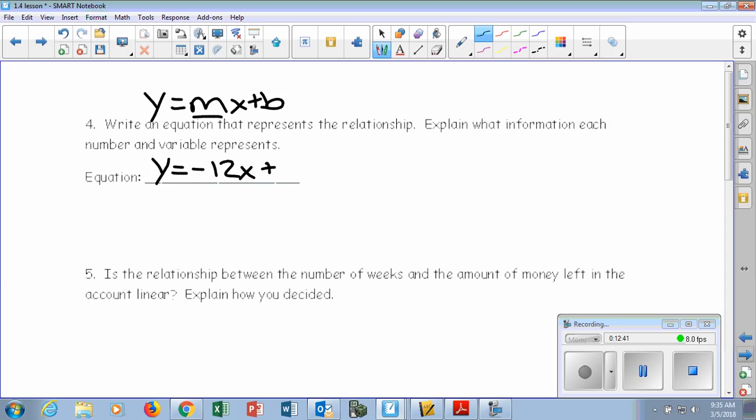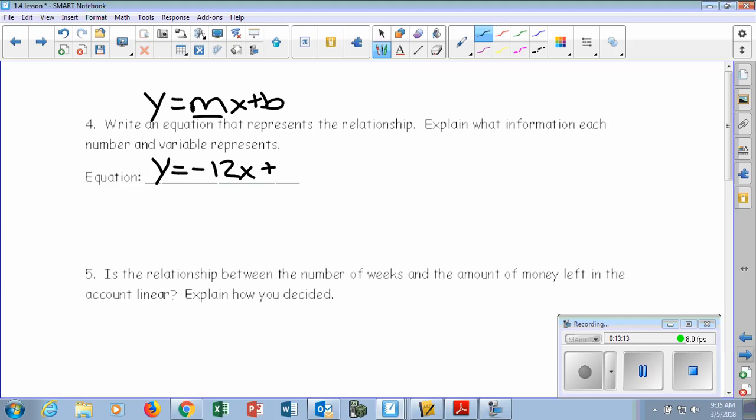plus. Now what would my b be? What's the b represent, Aliana? What's the b represent? 12? Not exactly. What does the b represent usually in an equation like this? What does that usually show? Blake, do you want to help her? You're not sure? Lily, do you want to help out? What's b represent?